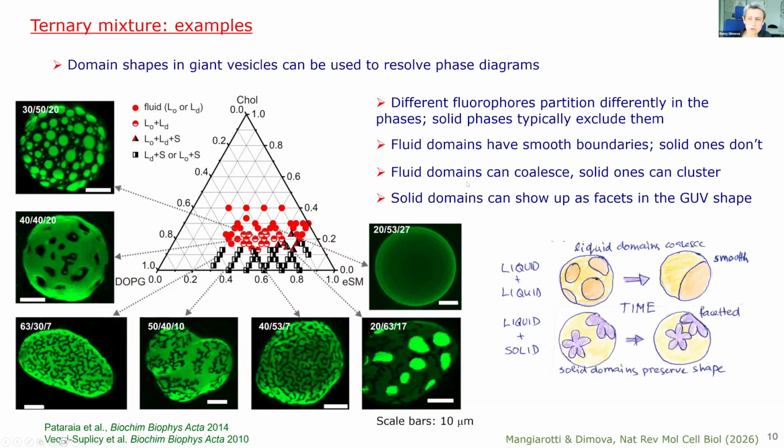Another feature is that fluid domains can coalesce when they meet. Solid ones would cluster but preserve their shape. And then also, solid domains can show up as facets or flat parts on the giant vesicle. So here you see that the membrane is a different shape that has different protrusions.